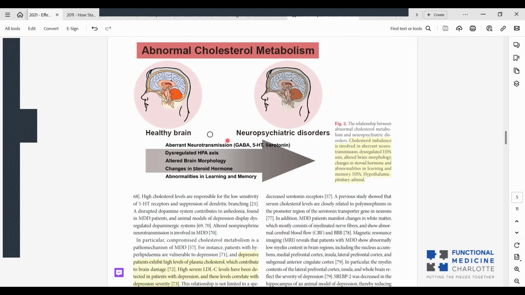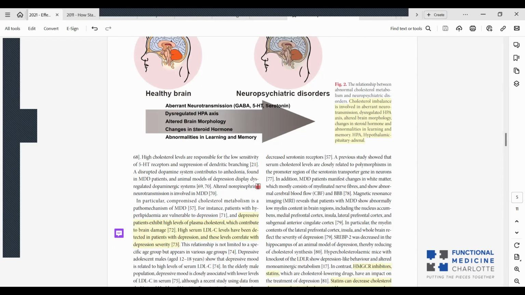Here's a picture showing what we said in words. So a healthy brain can deal. If you have abnormal cholesterol metabolism, that drives neuropsychiatric disorders due to poor neurotransmission, so neurotransmitter imbalances, dysregulated stress response, altered brain morphology, changes in your steroid hormones, your cortisol, your estrogen, your testosterone, and abnormalities in learning and memory.